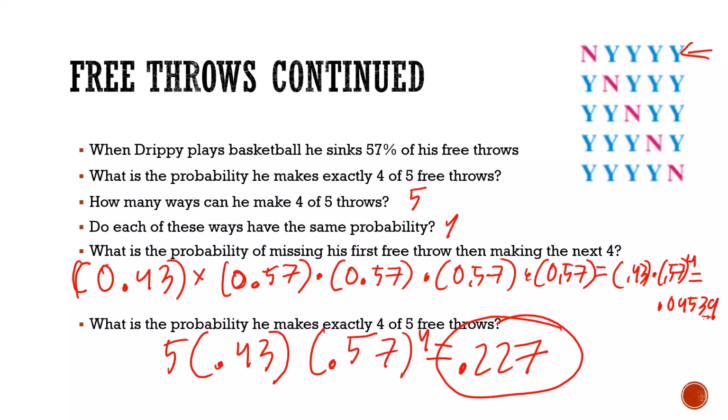Okay, we can see some patterns here. Any questions about why anything is the way that it is? Look at this. This is the probability of a miss, then 4 successes, and I'm multiplying by 5 because there are 5 different ways that event can happen. So this ends up equaling the probability that X is equal to 4, where 4 is the number of free throws he makes. Questions?